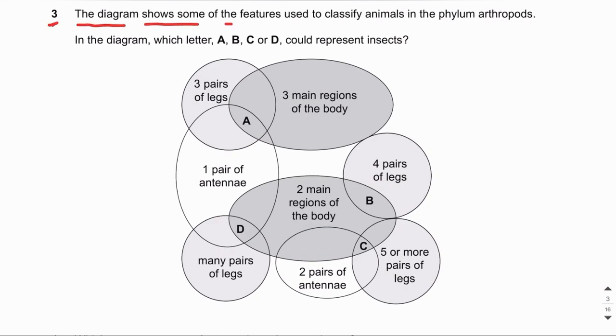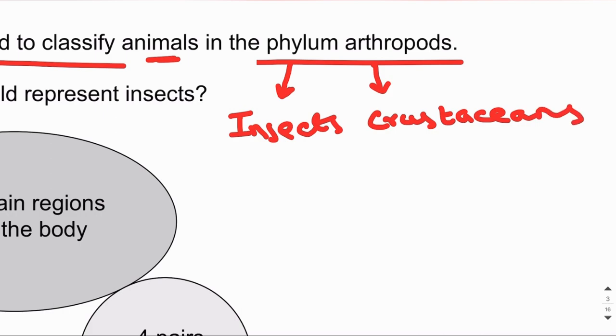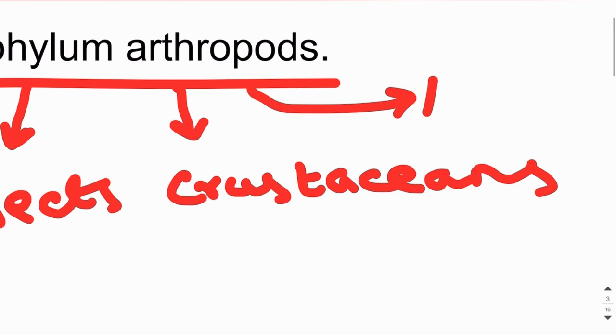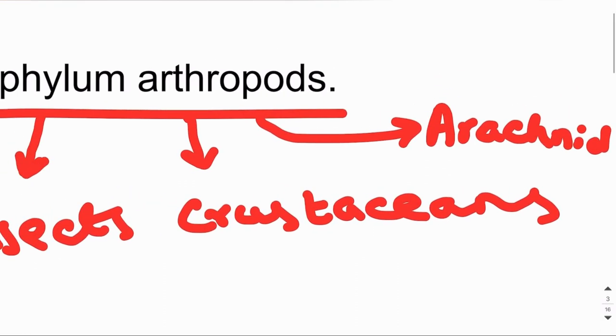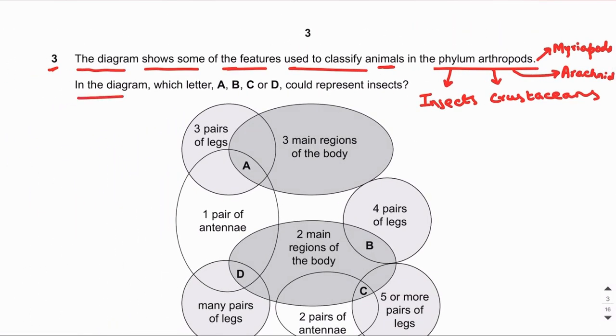The diagram shows some of the features used to classify animals in the phylum arthropods. So guys, you should know that in the phylum arthropods, how many classes are there? So how many classes are there? There are insects, and then there are crustaceans, and there are arachnids, and myriapods, right? So in the diagram, which letter A, B, C, or D could represent insects?